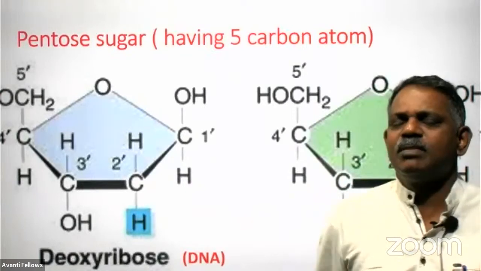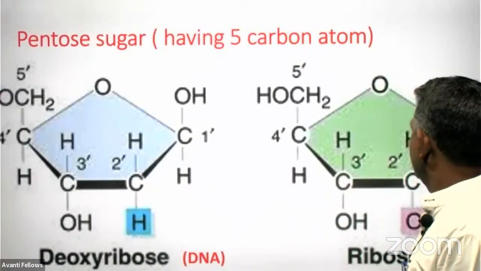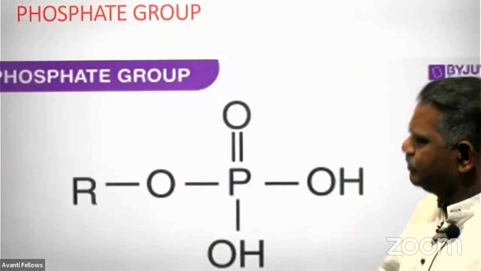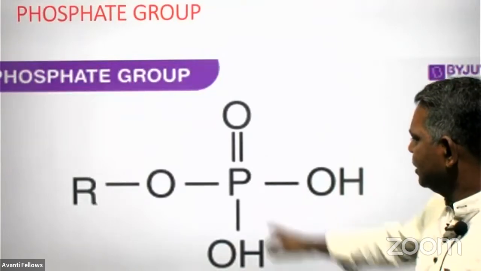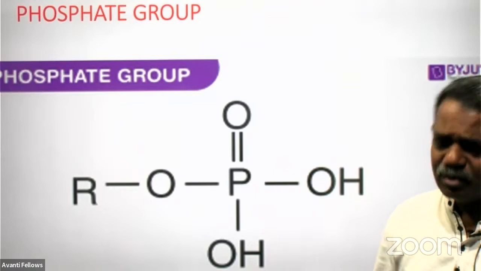Another component present in the nucleic acid, both RNA and DNA. Then we will move to the phosphate group. It is common in both RNA and DNA. This is the phosphate molecule connected to this pentose sugar.